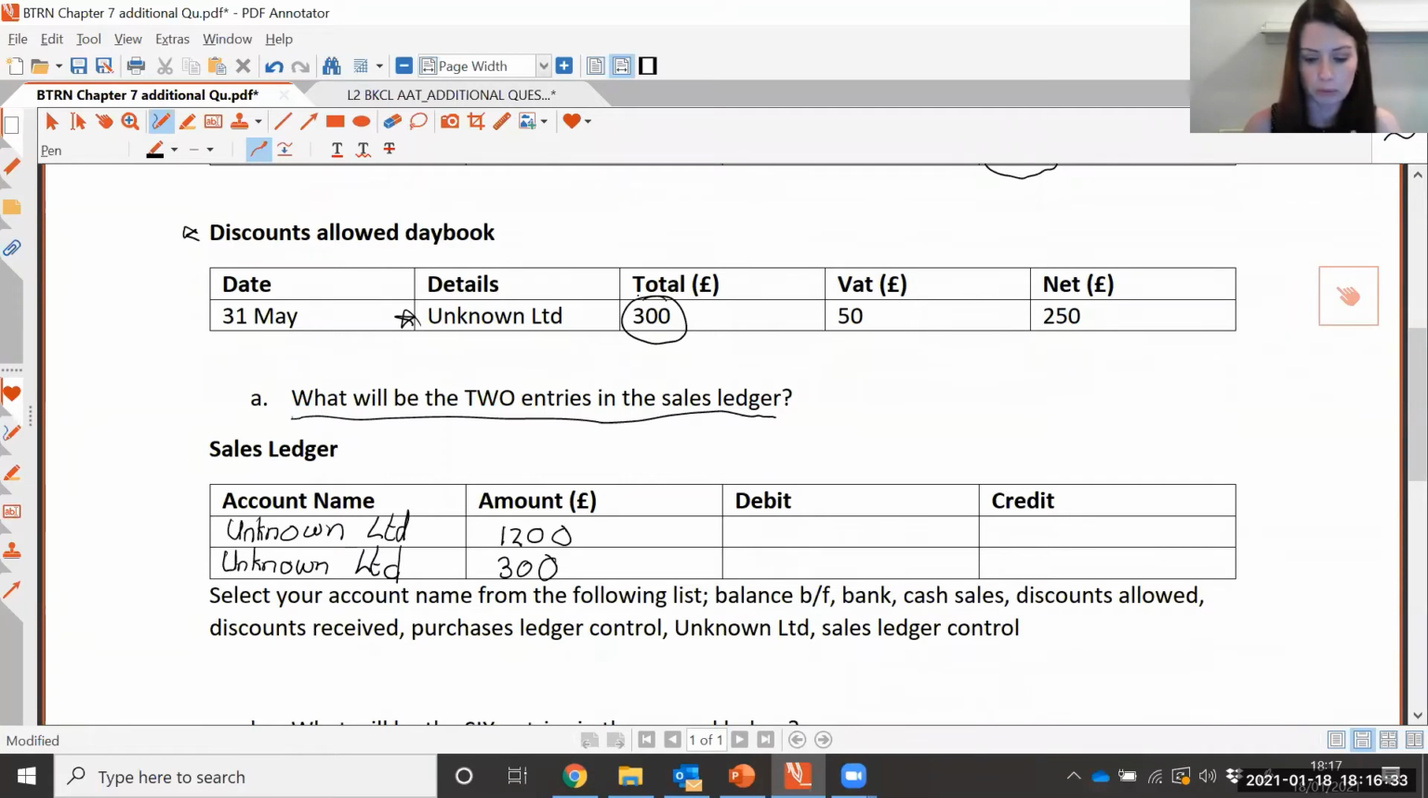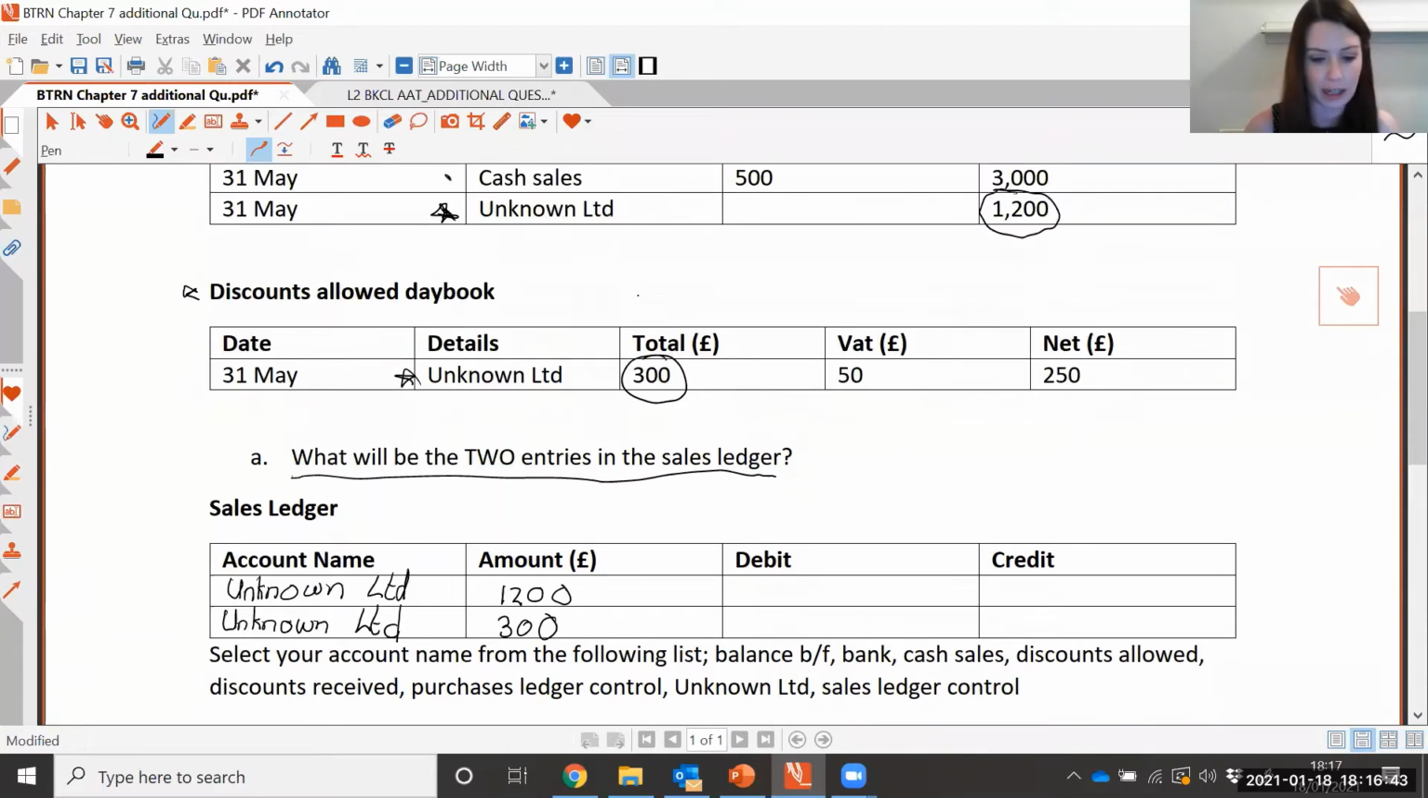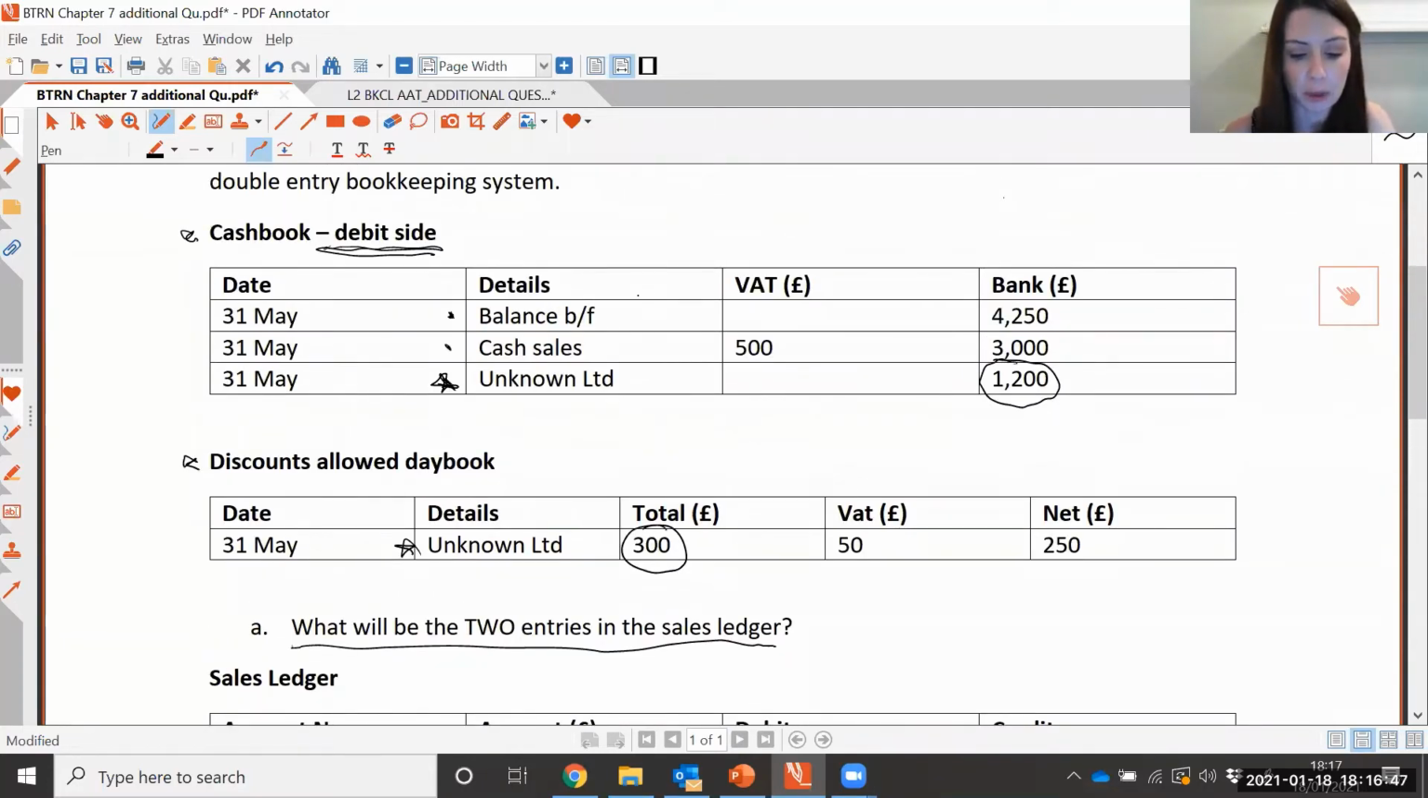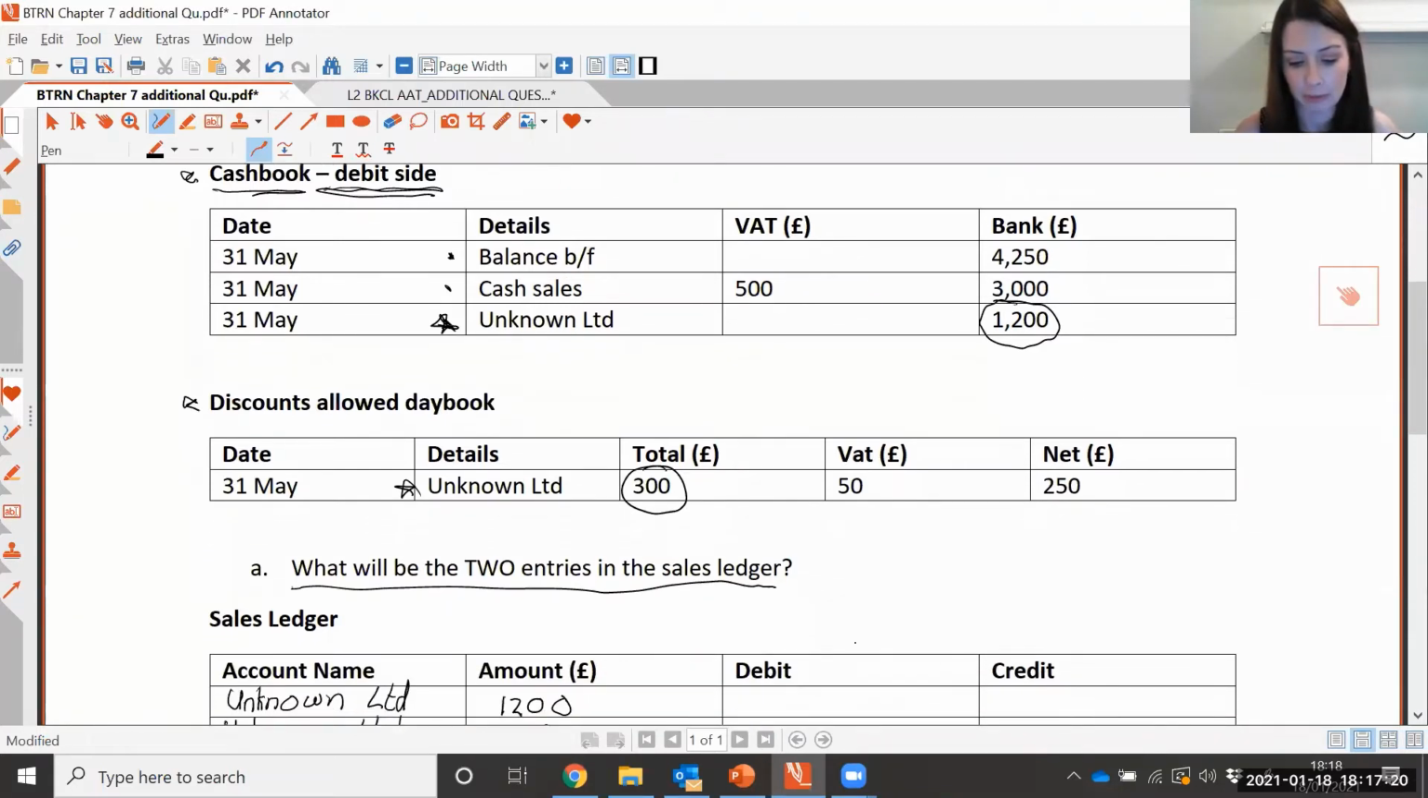Okay, so remember, Amjad and Ashley, you both, and Fiona, you've put that there will be a debit entry. But remember, this is the cash book. So if we look at the first entry of 1,200, they have received £1,200 from Unknown Limited. So it will have been a debit into the bank account. So it means it would be a credit into the sales ledger account, into their individual account, because it will reduce the amount that they owe on the account. Please let me know if you need that explaining further, if you're not sure.